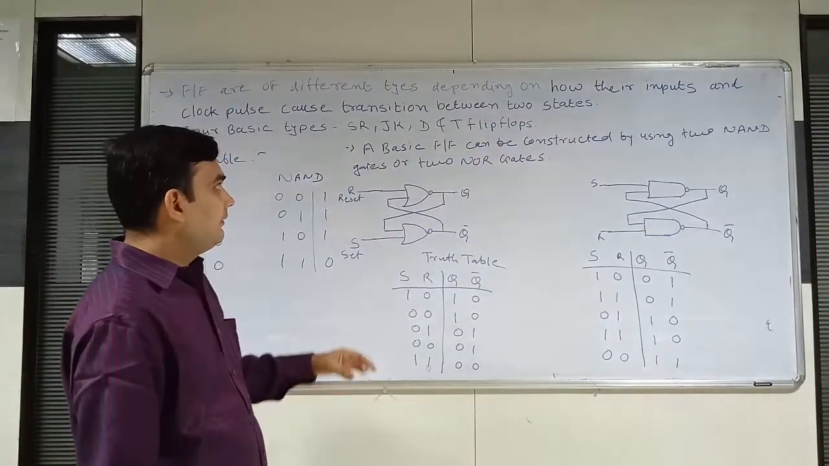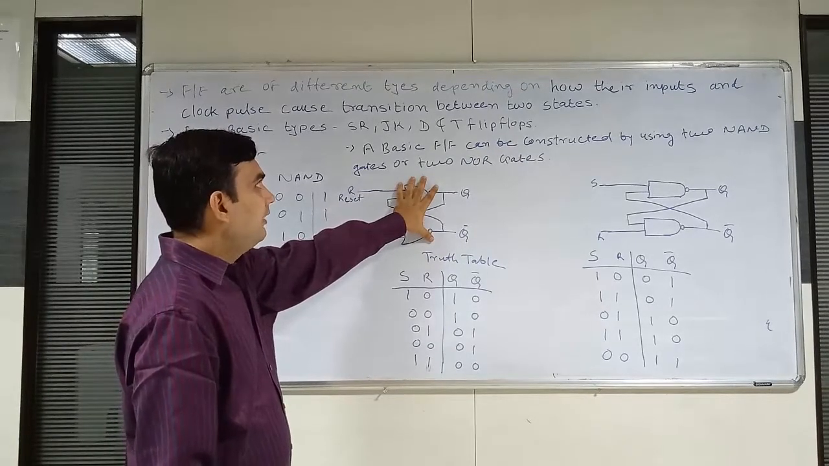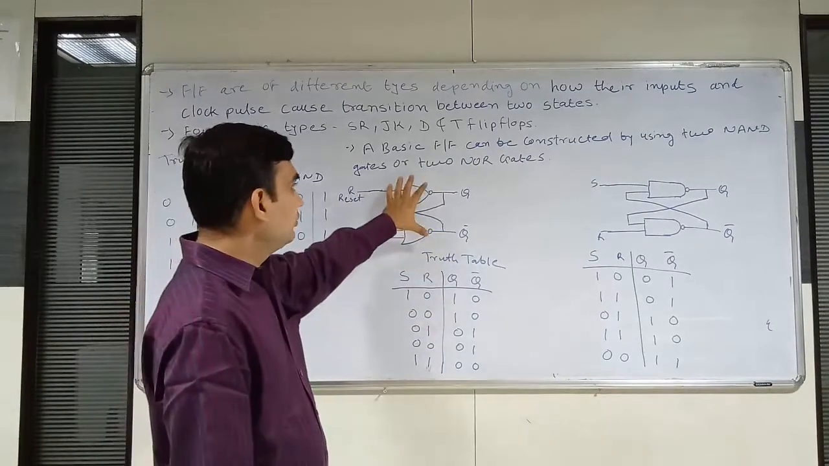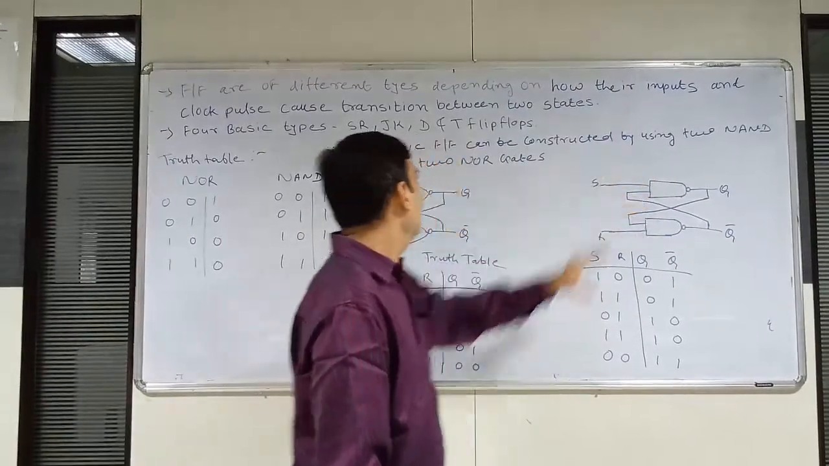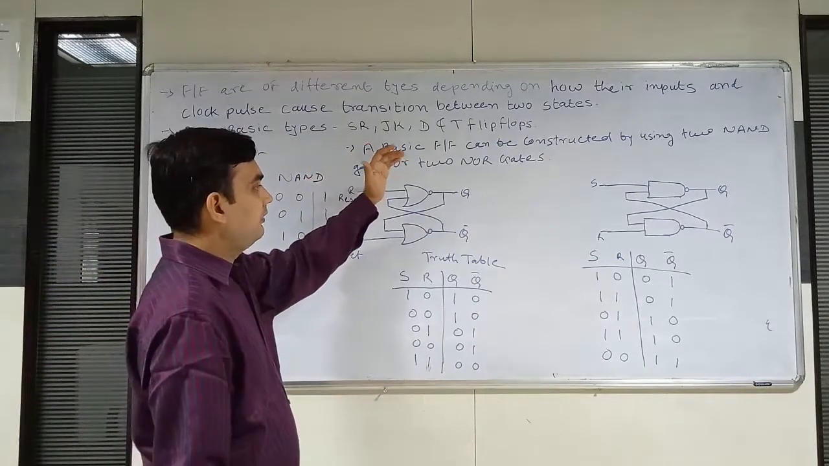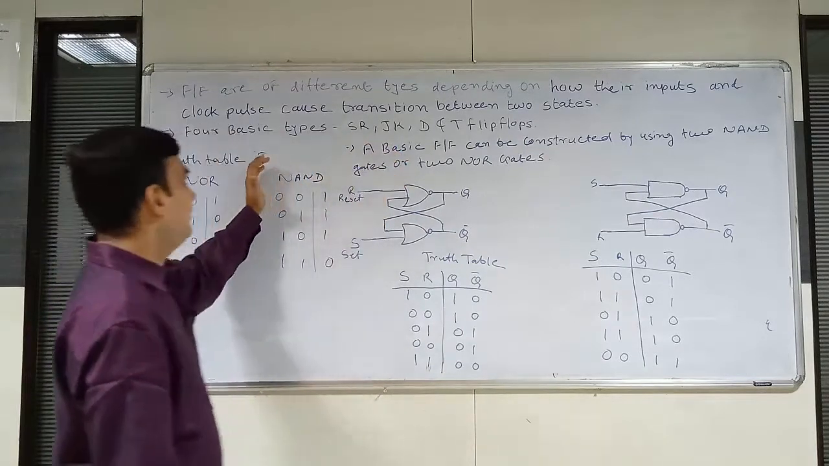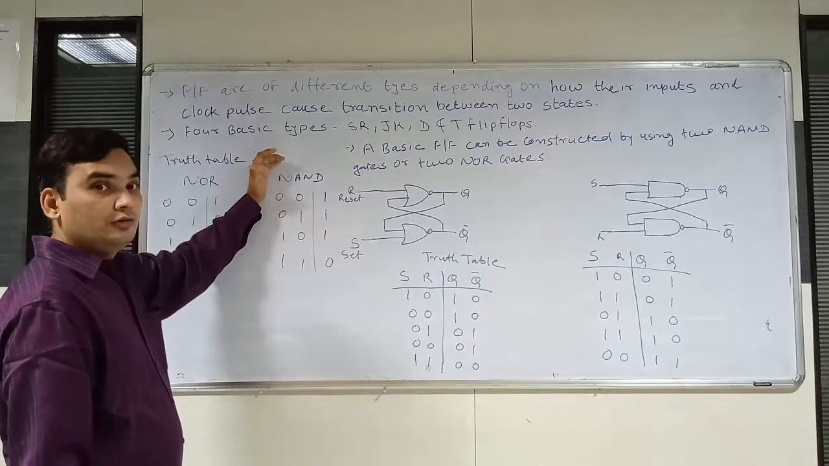This is the main logic diagram of a basic flip-flop. It can be constructed by using two NOR gates or two NAND gates, as you can see here in the block diagram. First of all, to understand the basic diagram of a flip-flop, we have to remind ourselves of the NOR and NAND truth tables.